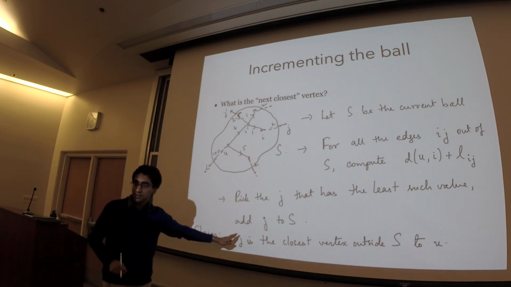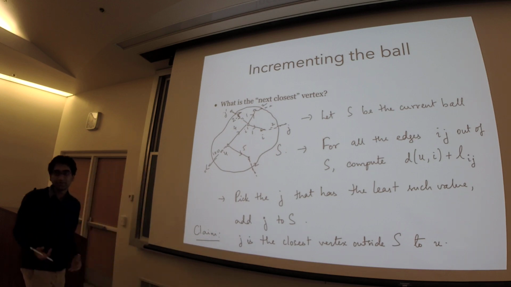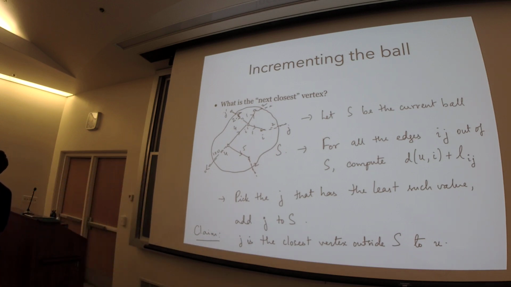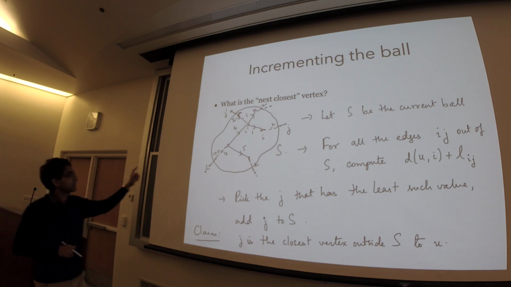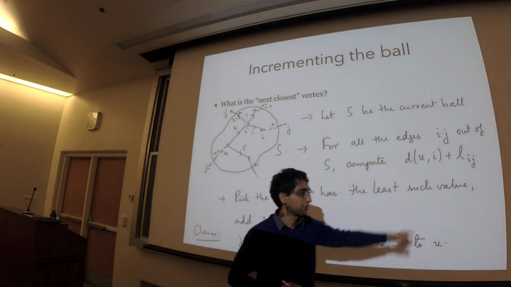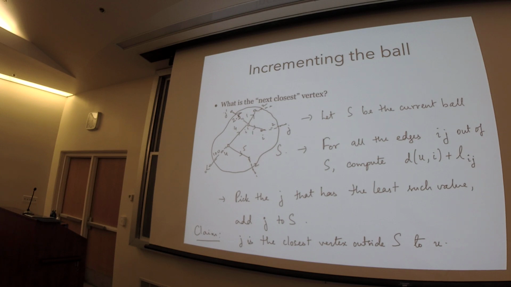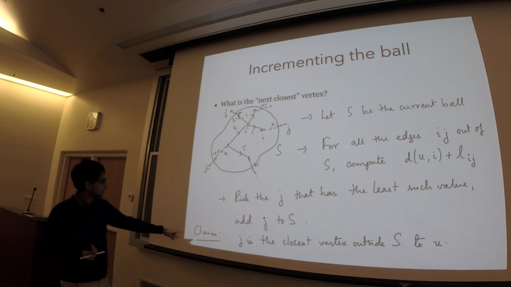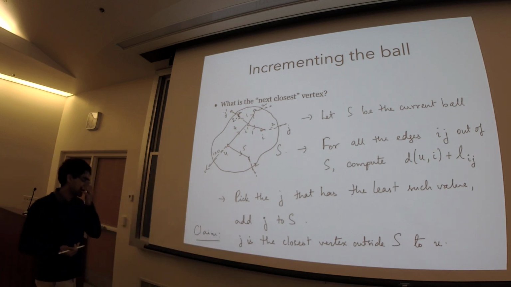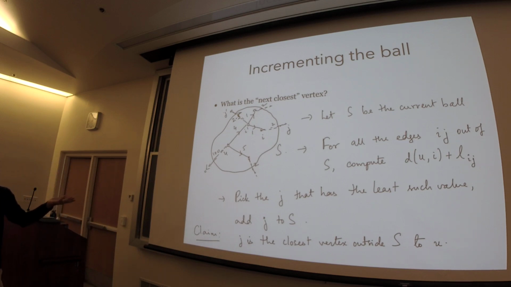I haven't proved this, so I'm going to show this. Okay, it's simple, but I will have to show it. So is the procedure clear to everyone? Yeah, and I am assuming that I am storing these values and so on. So let's not worry about implementation at this point. Let me first show this claim that J is the closest vertex to U outside of S.